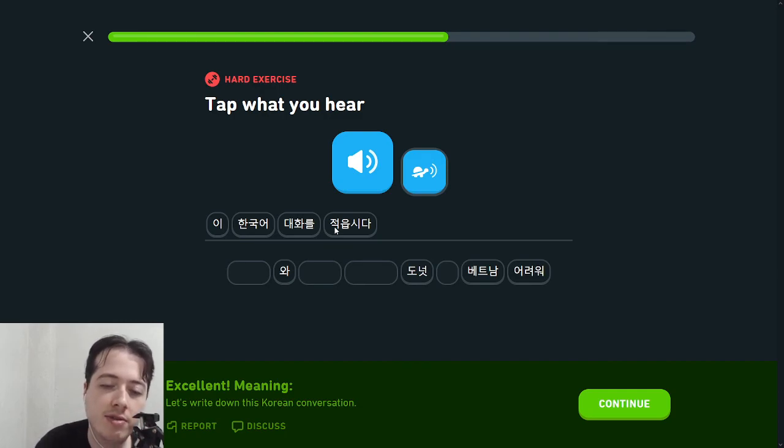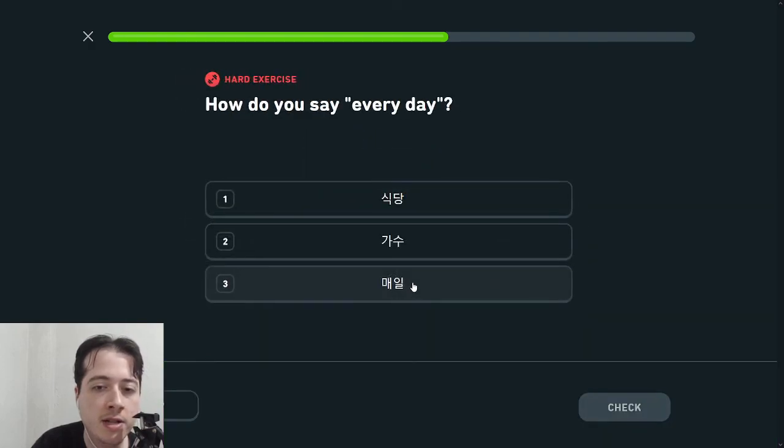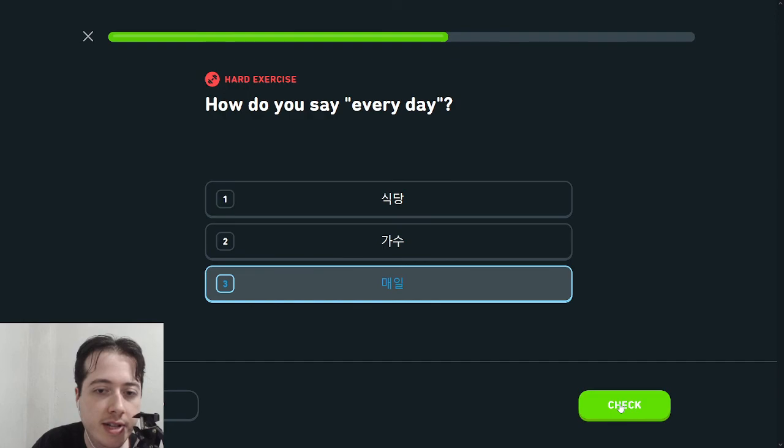Okay. So the sentence is basically first 적읍시다 and then 이 한국어 대화를. So let's write down and then this Korean conversation. Okay. 매일, 매일. Every day.